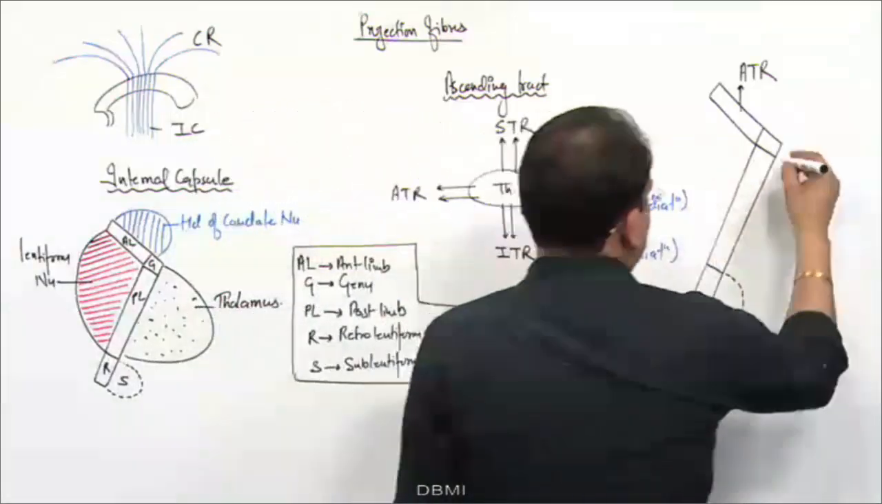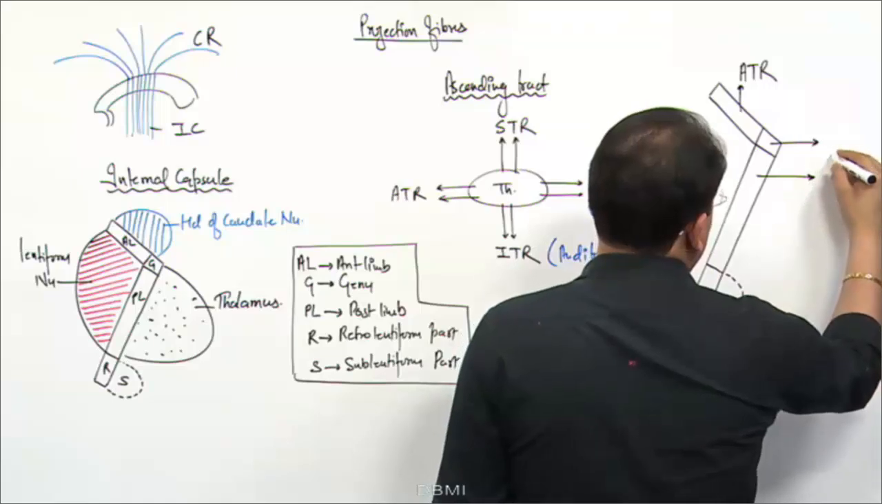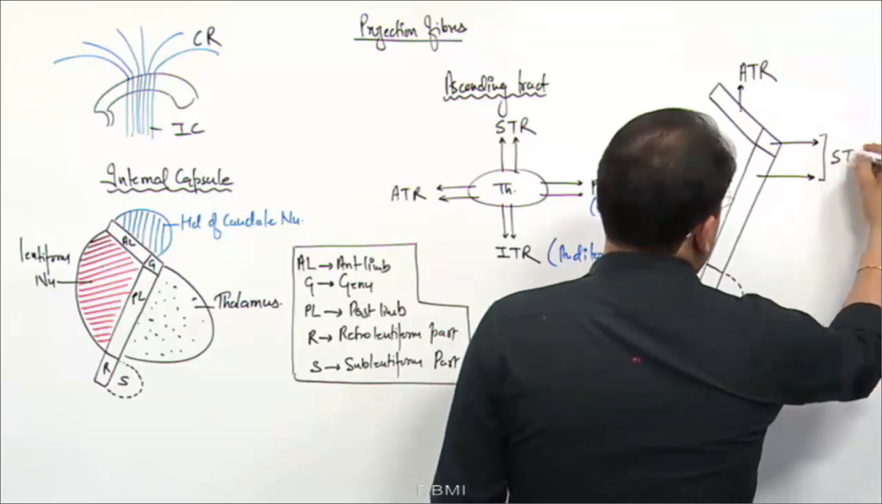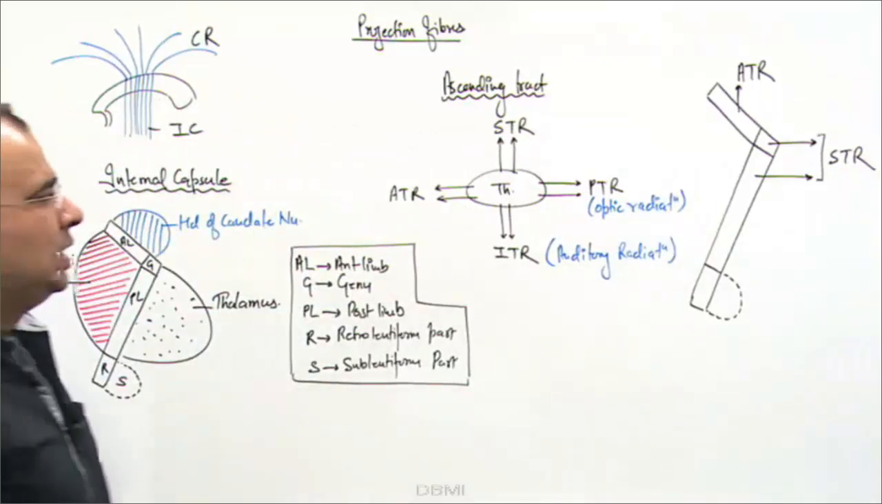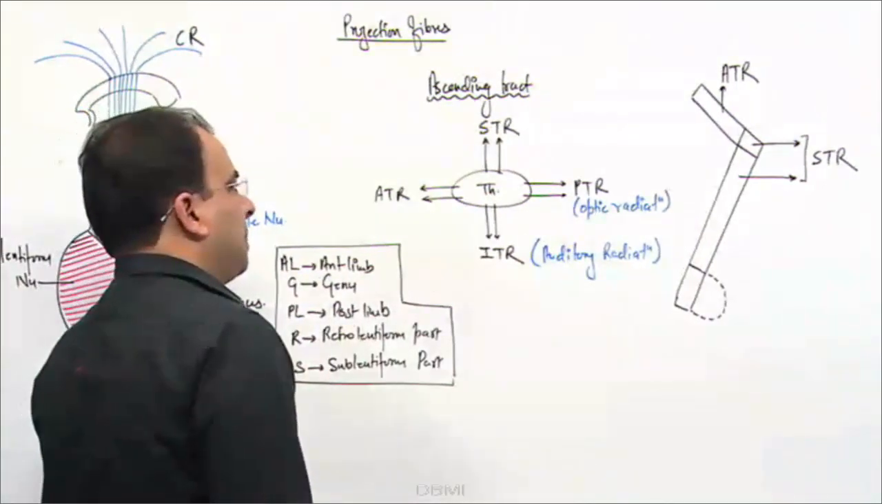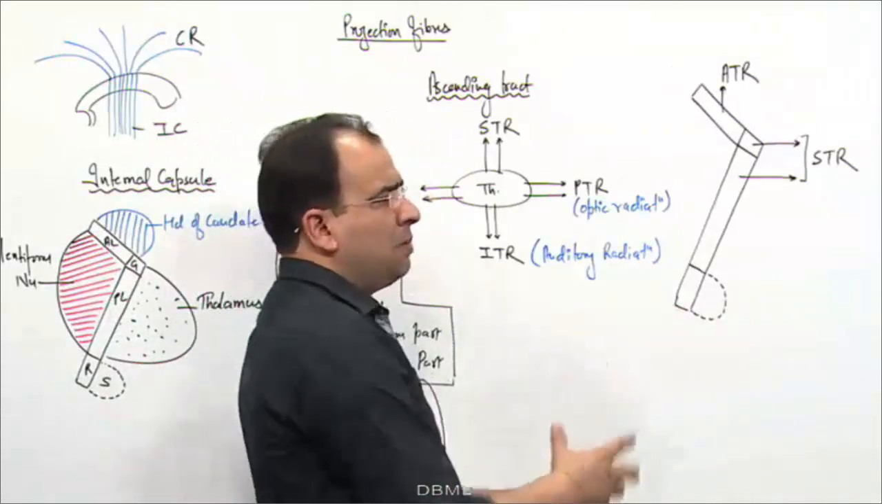Superior thalamic radiation, they will pass from the genu as well as from the posterior limb. Retrolentiform part and sublentiform part. See, it's very easy to remember, guys.